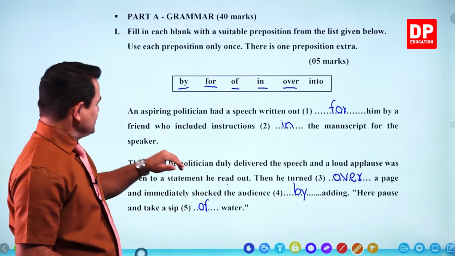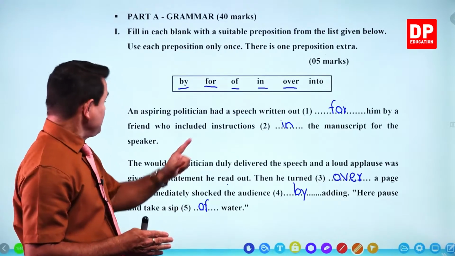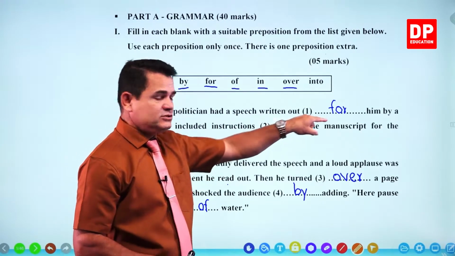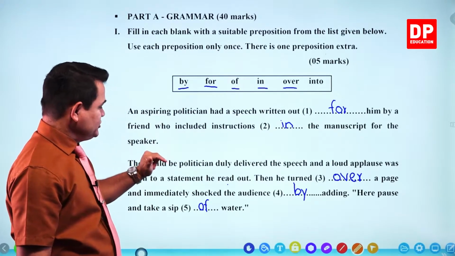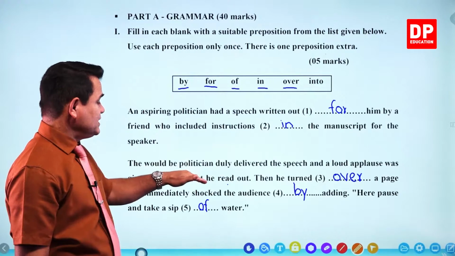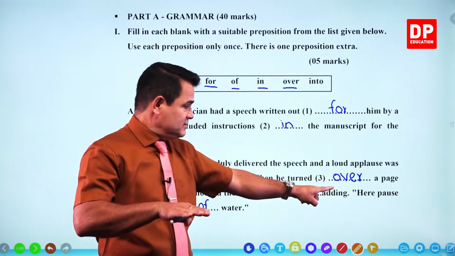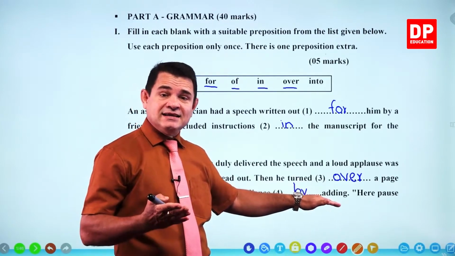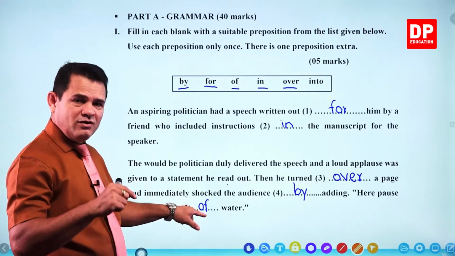Now let's read it and see. An aspiring politician had a speech written out for him by a friend who included instructions in the manuscript for the speaker. The would-be politician duly delivered the speech and a loud applause was given to a statement he read out. Then he turned over a page and immediately shocked the audience by adding, "Here, pause and take a sip of water."